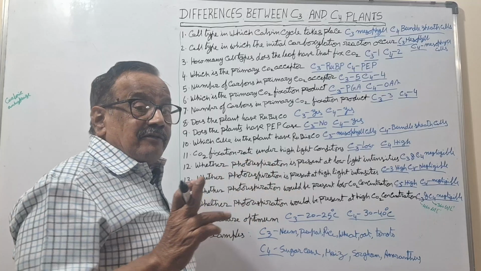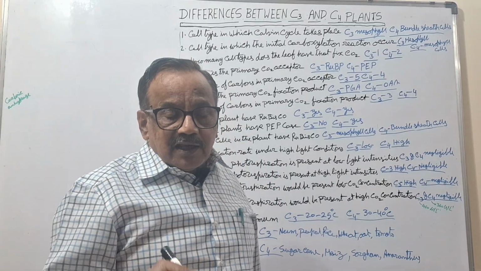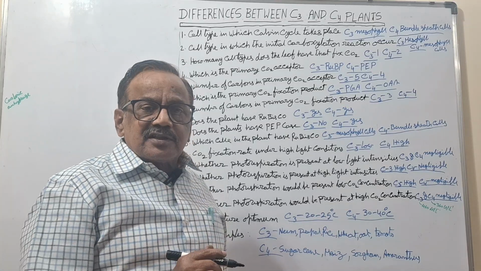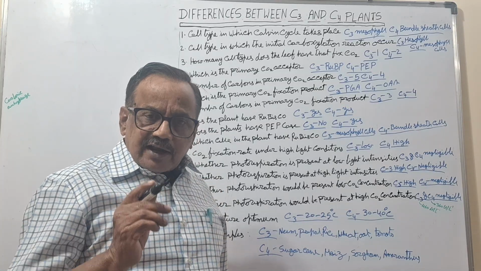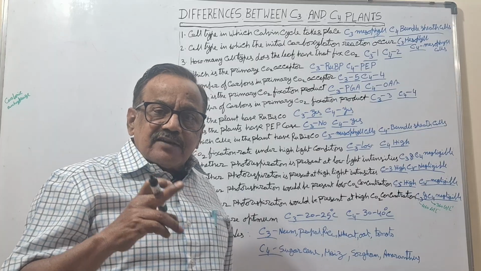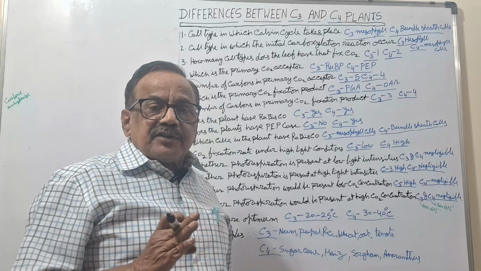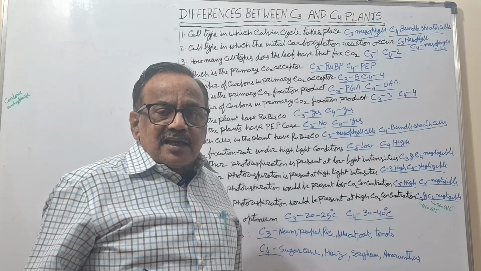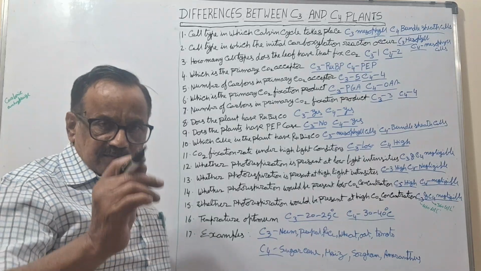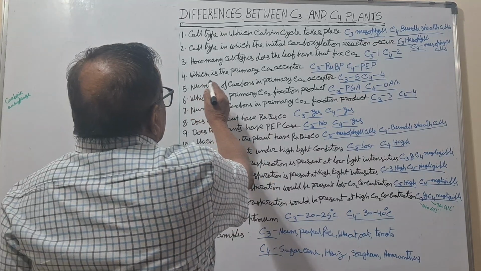Two places, and how many places it will be fixed, that also you can be asked. It will be fixed in only one place, the mesophyll cells, in C3, whereas in the C4 plant the first fixation will be in the mesophyll cells and the second fixation will be in the bundle sheath cells before entering into the Calvin cycle. Remember it. This is also an important bit.